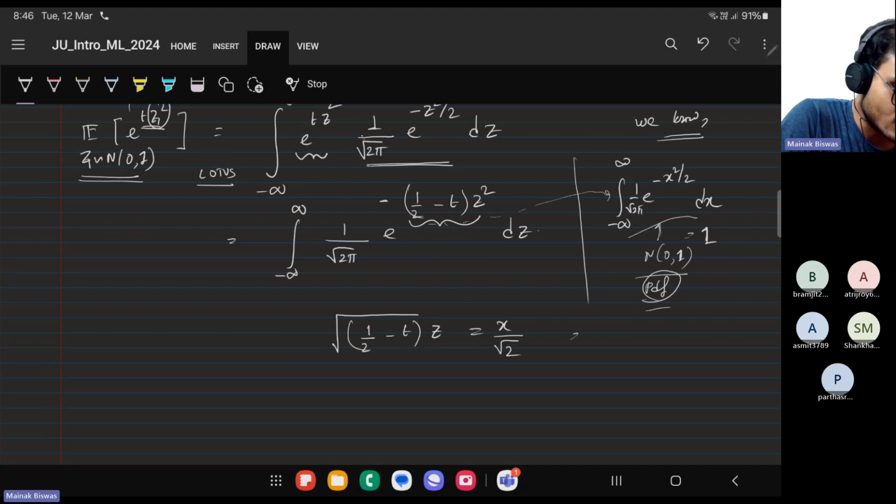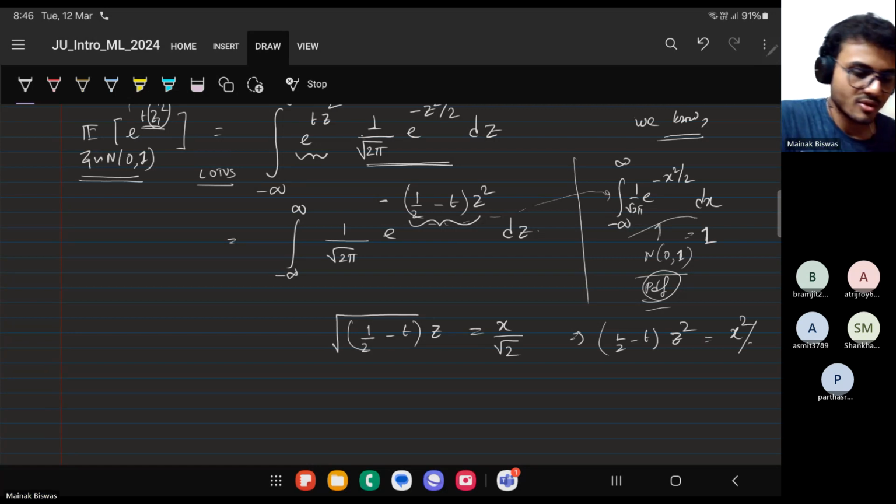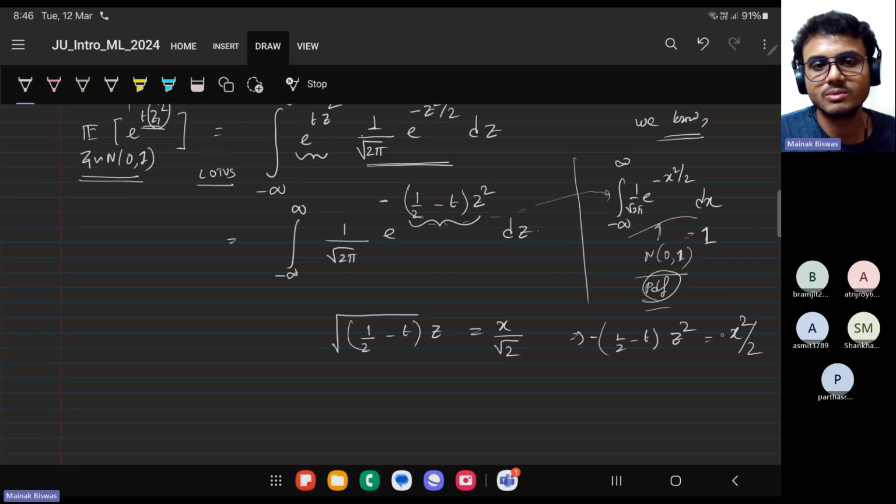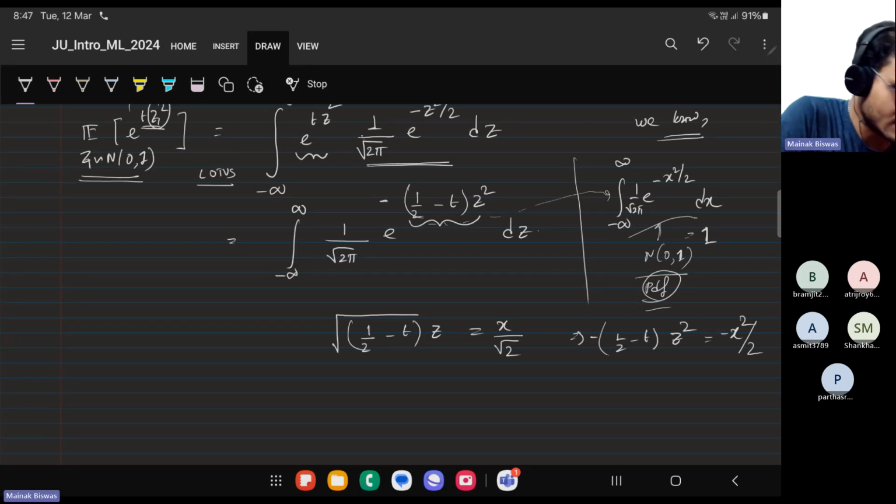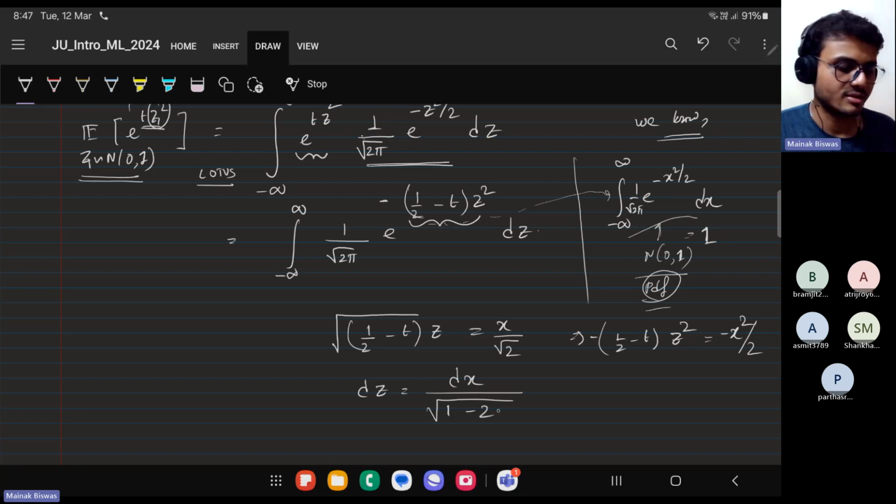So I'll get half minus t. This is just an intelligent integration trick. Z square is equal to x square by 2, right? So the problem with my numerator is solved. So what is dz? My dz is dx by root of 1 minus 2t, correct? Any questions? Any doubts?